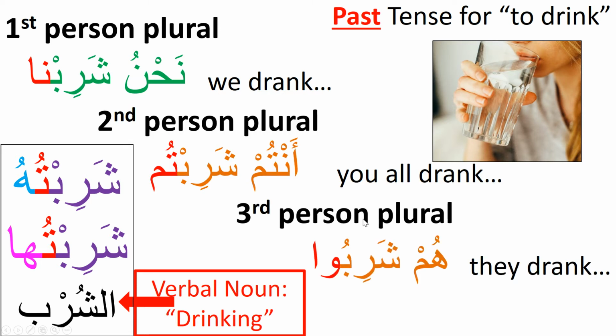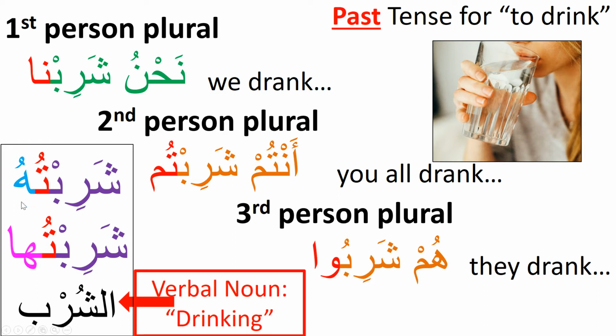Nahnu sharibna. We drank. And then you all, antum sharibtum. Here is our suffix, tum in this case. And then our suffix for they did something in the past is u with a silent aleph at the end. So we say hum sharibu.